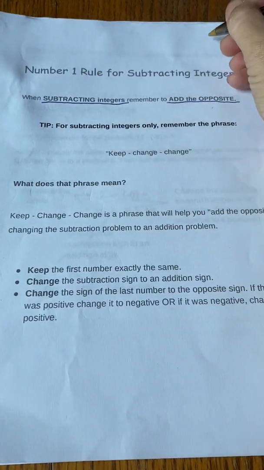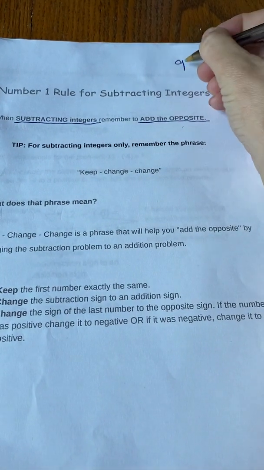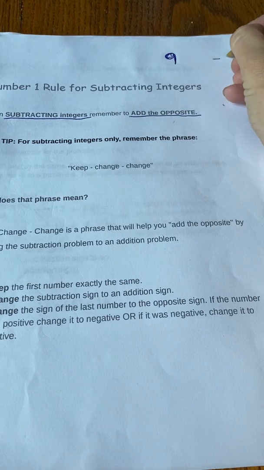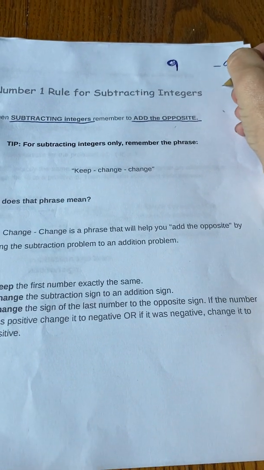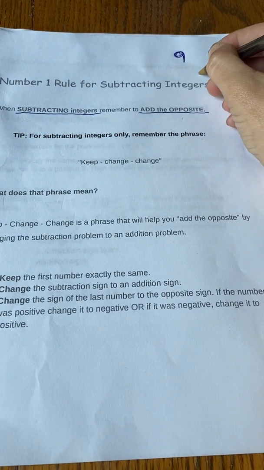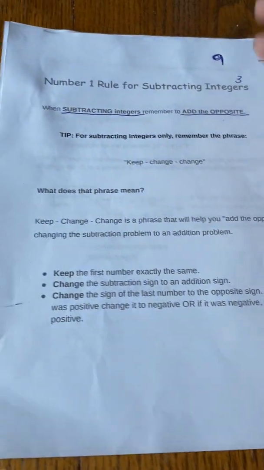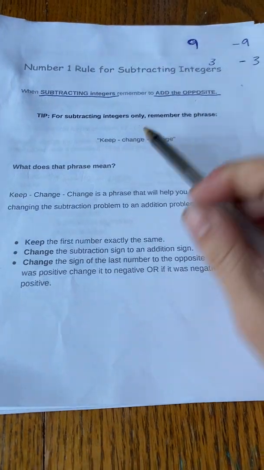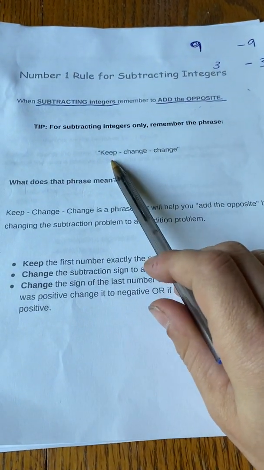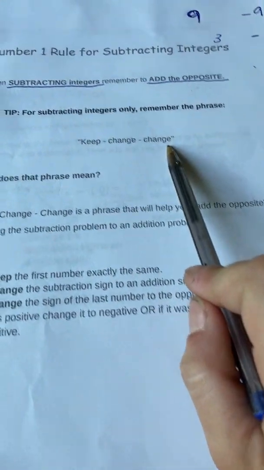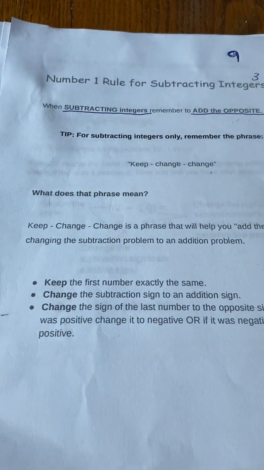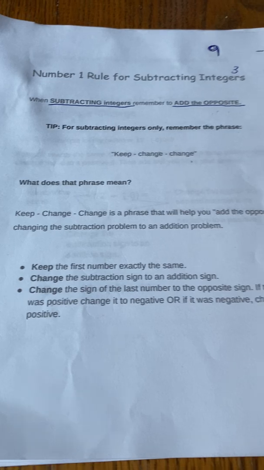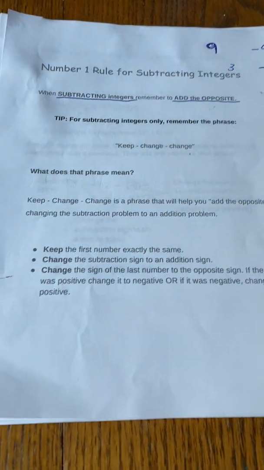Well, if I have a positive 9, the opposite of that is gonna be a negative 9, okay? If I have a negative 3, the opposite of that is 3, okay? So just to give you an idea of what we're talking about as far as what an opposite is. You can use the phrase keep, change, change, similar to when you're dividing fractions, keep, change, flip, or keep, switch, flip, however you word that.